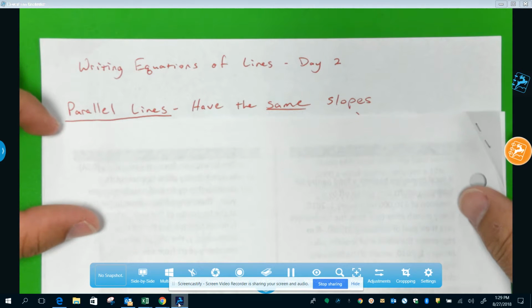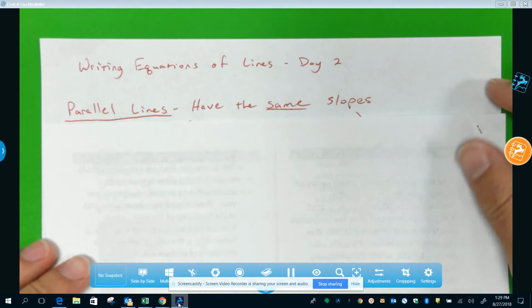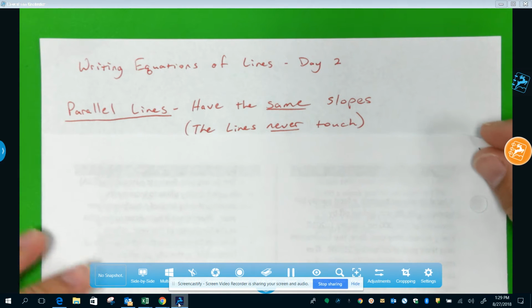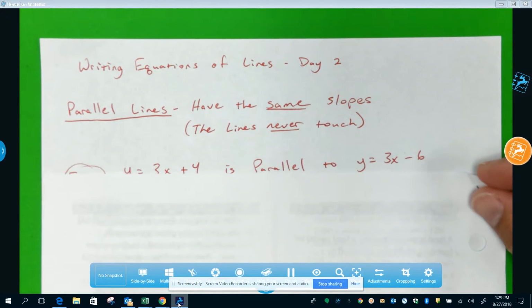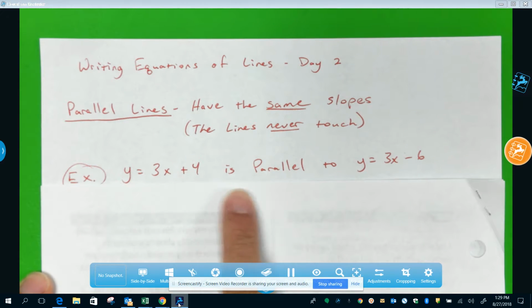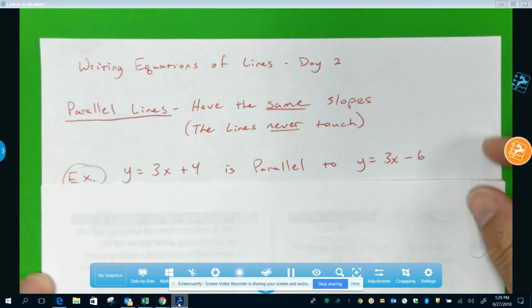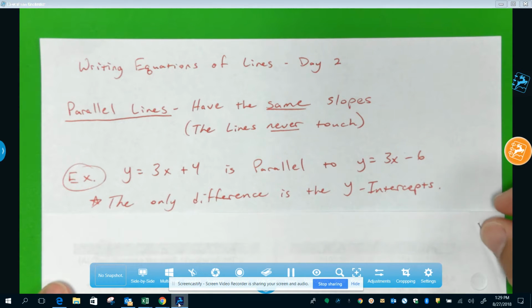All right, parallel lines, those are 2 lines that have the same slopes. If they're the same slope, they either rise or fall at the same rate, and therefore those 2 lines will never touch. Parallel lines never touch because they have the same slopes. For example, if one equation of your line is y equals 3x plus 4, a parallel line to that would be y equals 3x minus 6. The slopes are the same. Both slopes here are 3. The only difference in parallel lines is that their y-intercepts have to be different. They cross the y-axis in different places, but their slopes are the same.